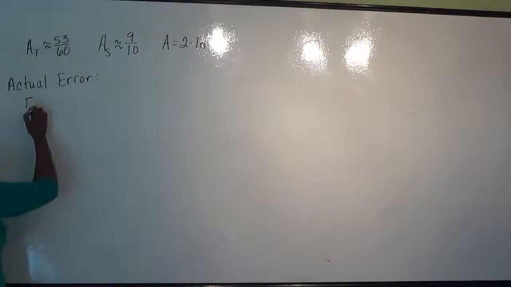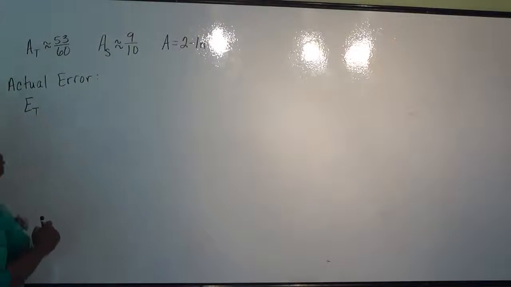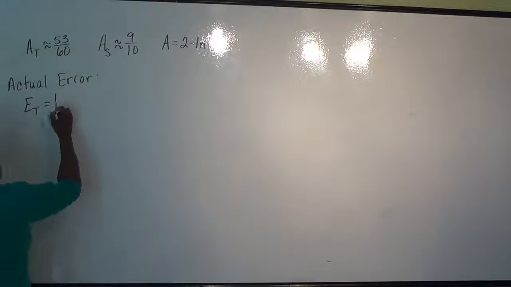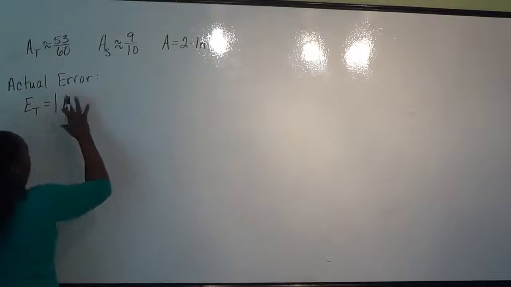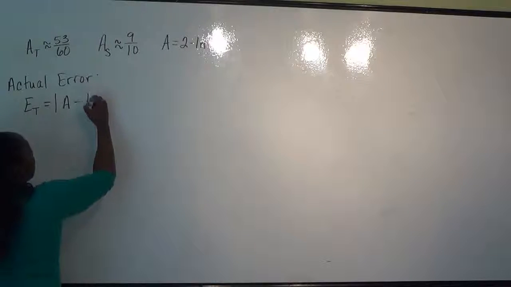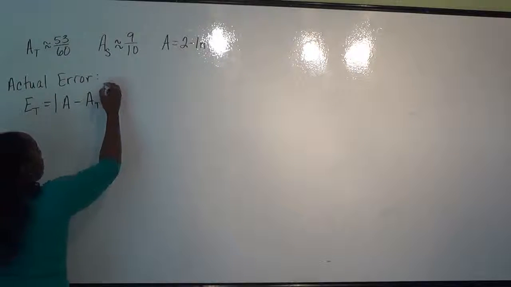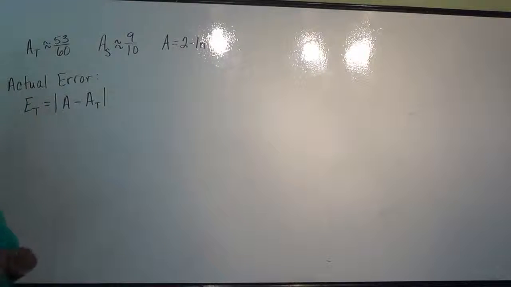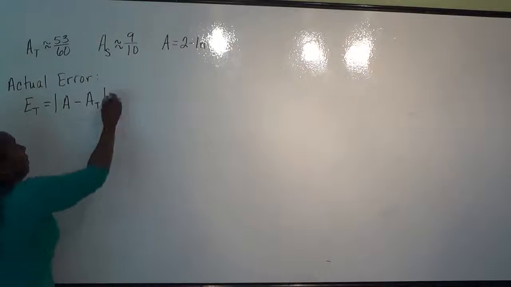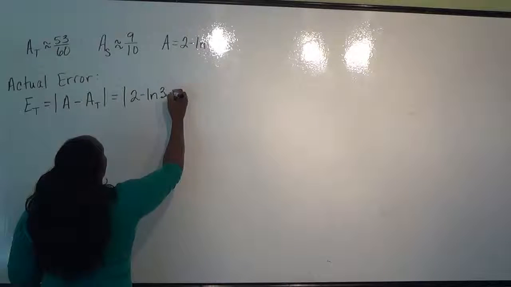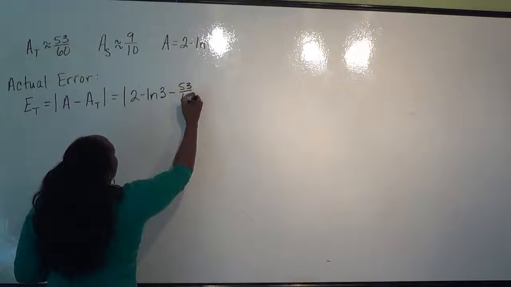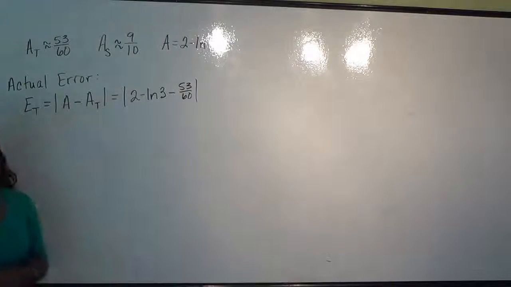Okay. So if I'm looking at the error in the trapezoid rule, what this is saying is I want to take the actual area value minus the trapezoid approximation I got, and take that absolute value. And that's going to give me my error in the trapezoid method. Okay? So here in this case, this is going to be 2 minus the natural log of 3 minus that 53/60 in its absolute value.